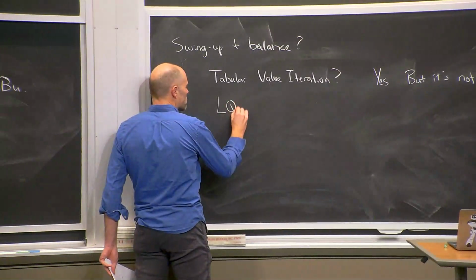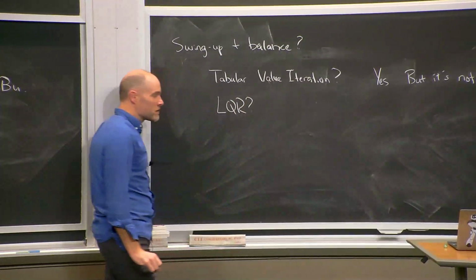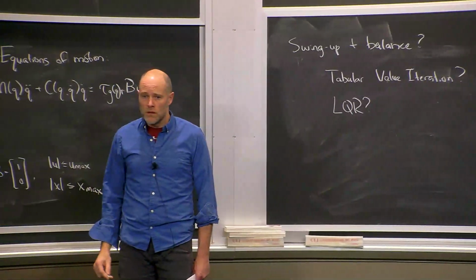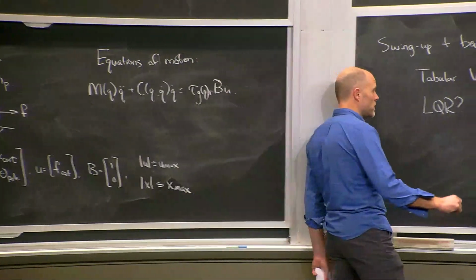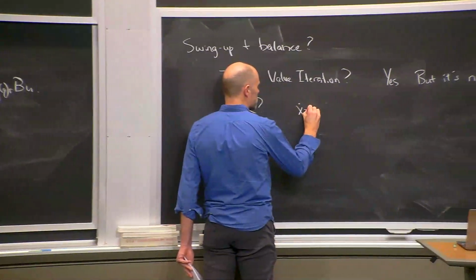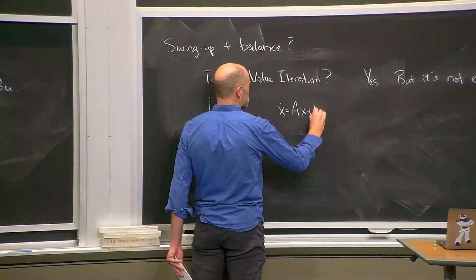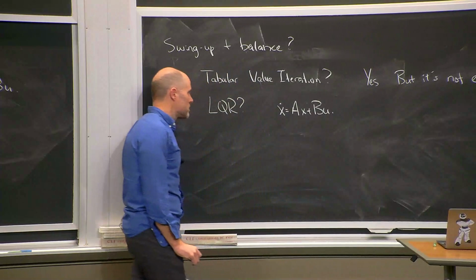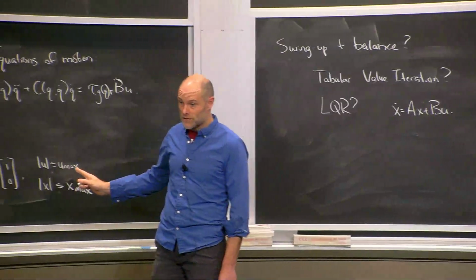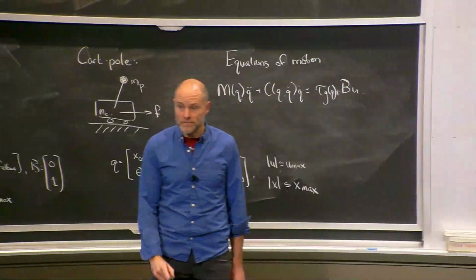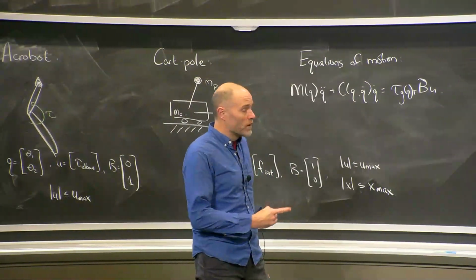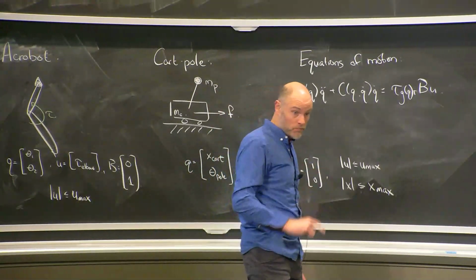How about LQR? Right? LQR was for linear systems, right? And these systems are not linear. They're definitely not. The nonlinearity is somehow essential to the way they operate. So what good is LQR going to do? Yeah?